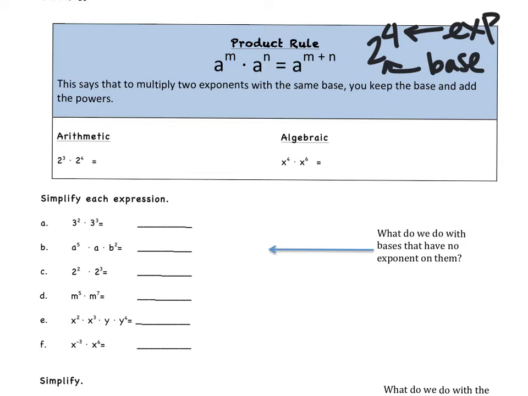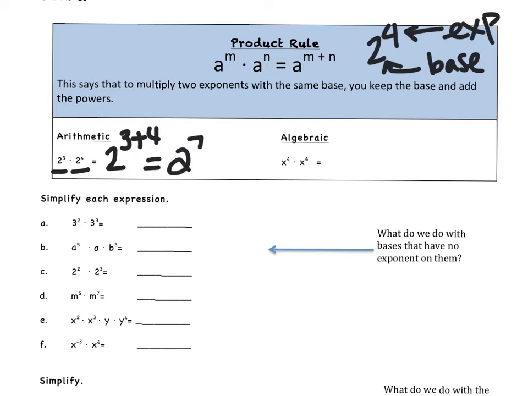So in the problem under arithmetic, it says 2 to the third times 2 to the fourth. So the base is the same, so we keep that. And then we add our exponents. So 3 plus 4. Okay, so we get 2 to the 7th power.